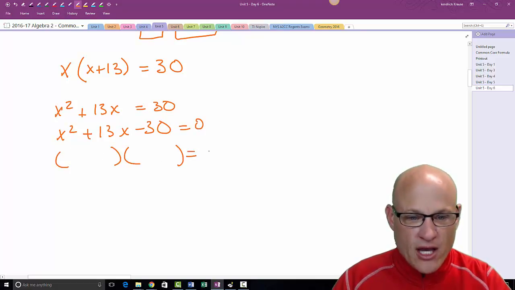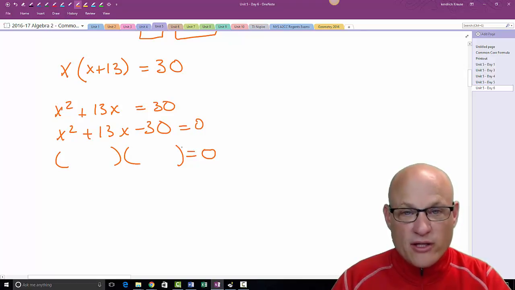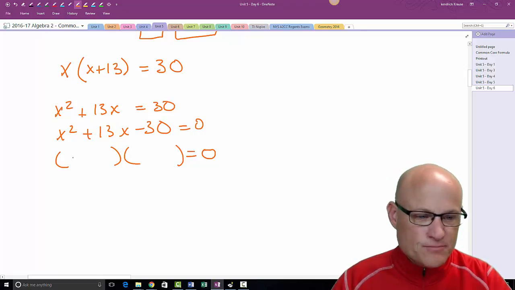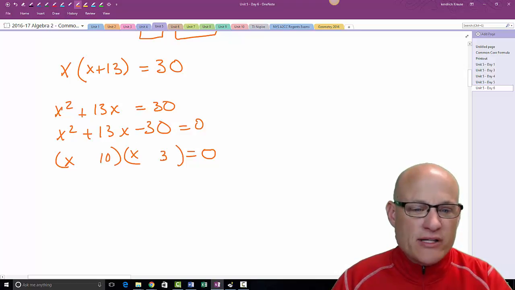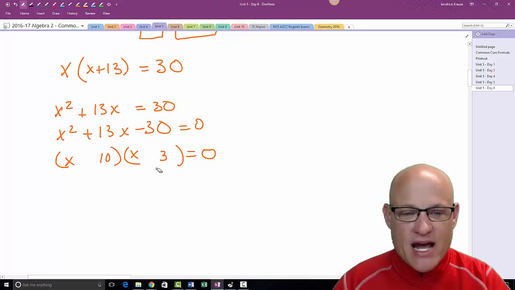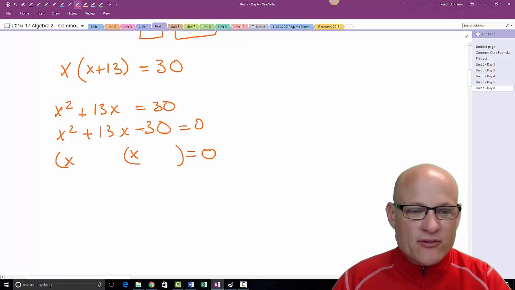I'm going to show you a graphical way to do this one, just as a quick check for your answers. So X and X. Now, this is a negative. It would be so easy to put a 10 and 3 there because they add up to 13, but it's not the right answer because this is negative right here. That means they have to subtract to get 13, not add to get 13, and that would be 15 and 2.